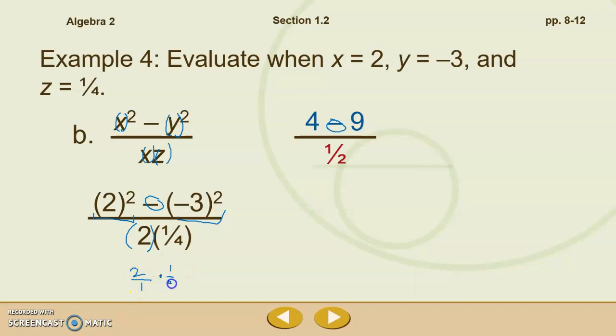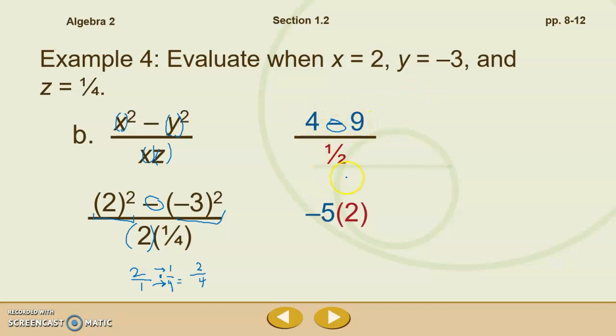2 times 1/4, we multiply across the top. 2 times 1 is 2, and we multiply across the bottom. 1 times 4 is 4. 2 over 4, which is the same thing as 1/2. That's where that 1/2 came from. So we have 4 minus 9 over 1/2.